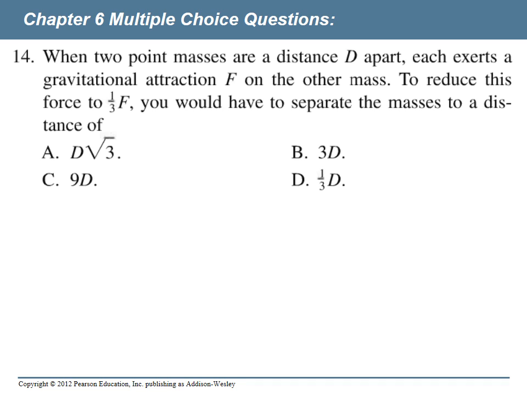So the one that does this once we square it is the square root of 3 d, right? When I square, if I take the radical 3d and I square that, I would end up with 3d, which is exactly what we want to do to get 1/3 F.